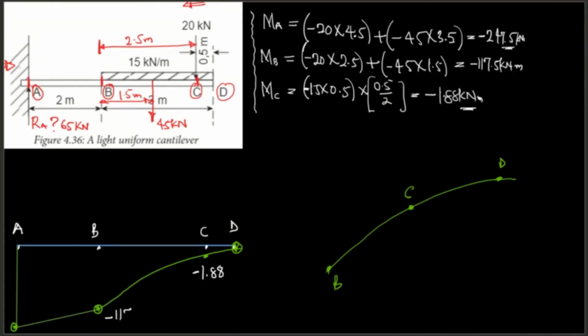Minus 117.5, and then this one is minus 247.5, and this one is 0. Who got it? Everyone.